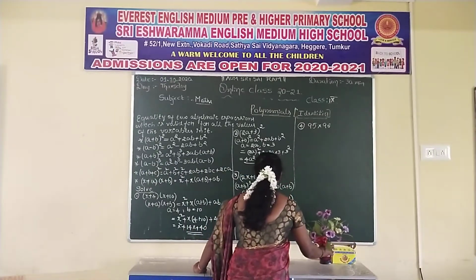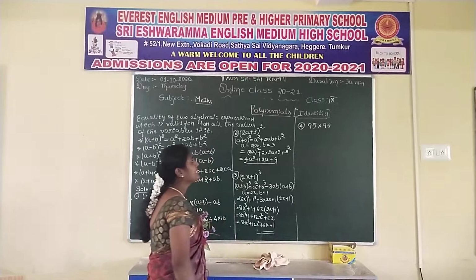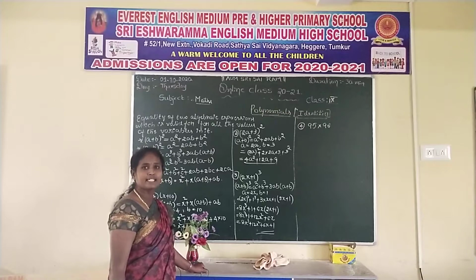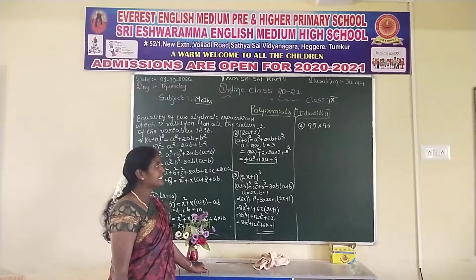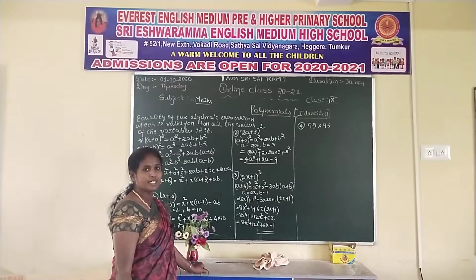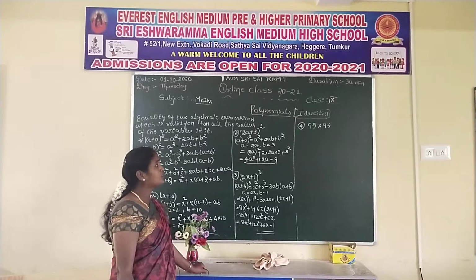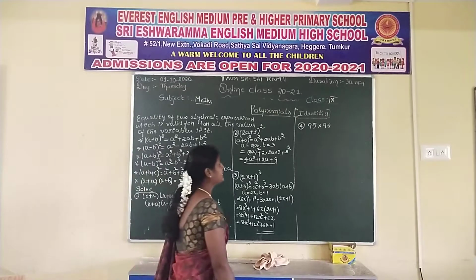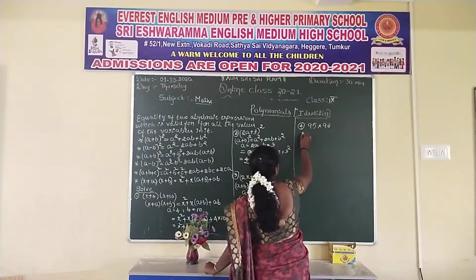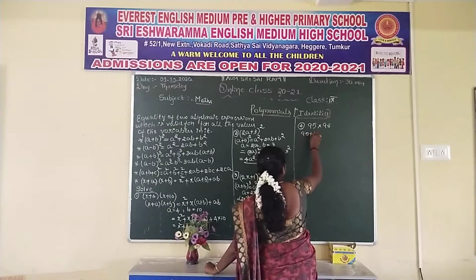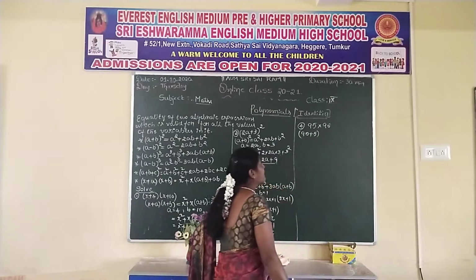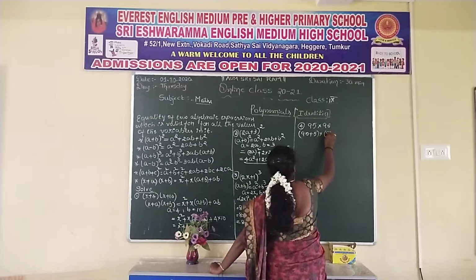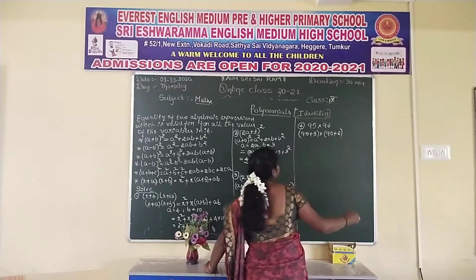And the next question: here they have given the numbers 95 and 96. How to split these numbers? Which identity do we want to use to simplify them? See here, 95 can be written as 90 plus 5, and 96 can be written as 90 plus 6.